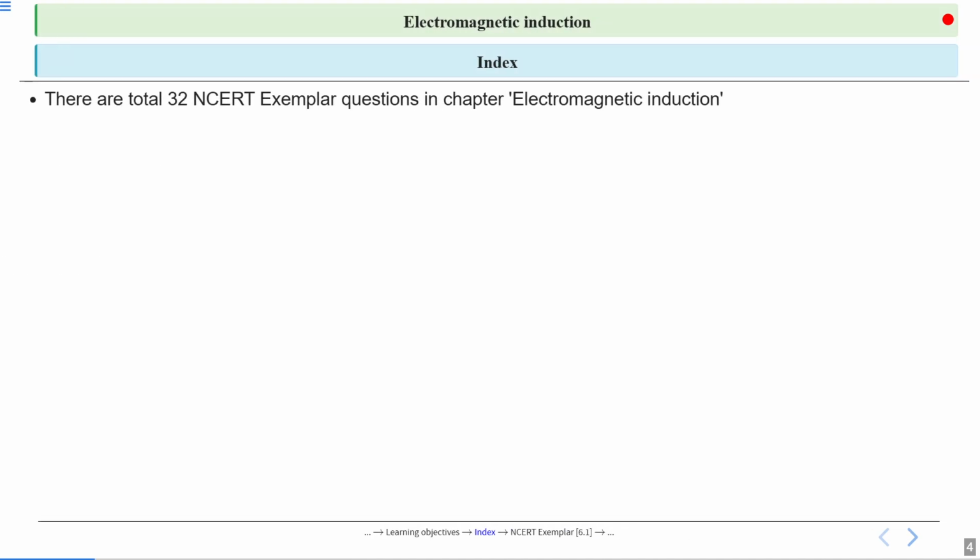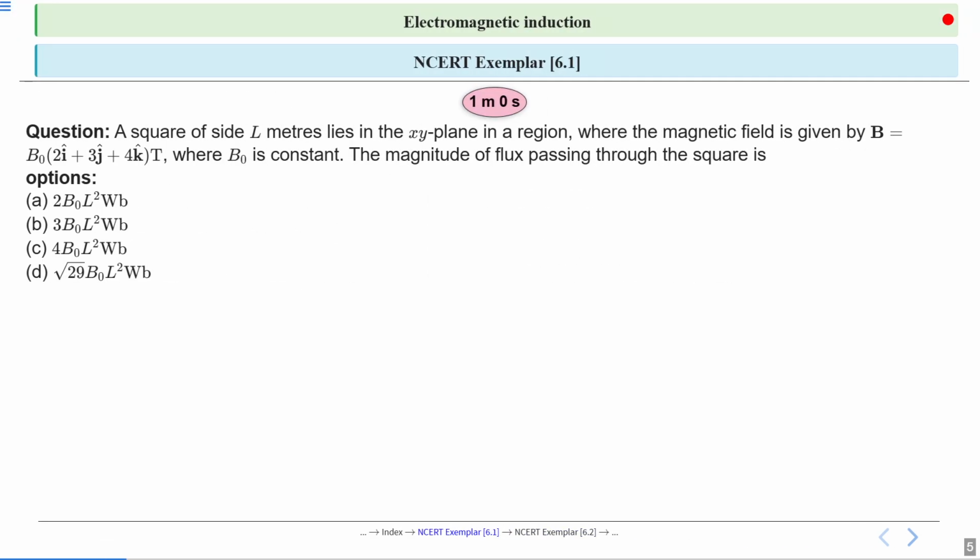So there are total 32 NCERT exemplar questions in chapter electromagnetic induction, and in this lecture, we are going to do some of these questions. So let's begin. So first question, NCERT exemplar 6.1.